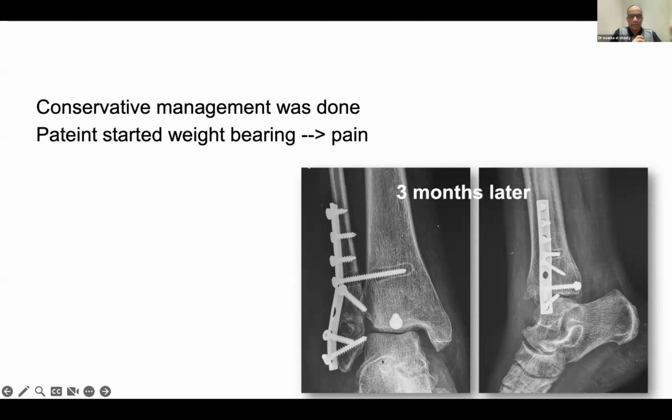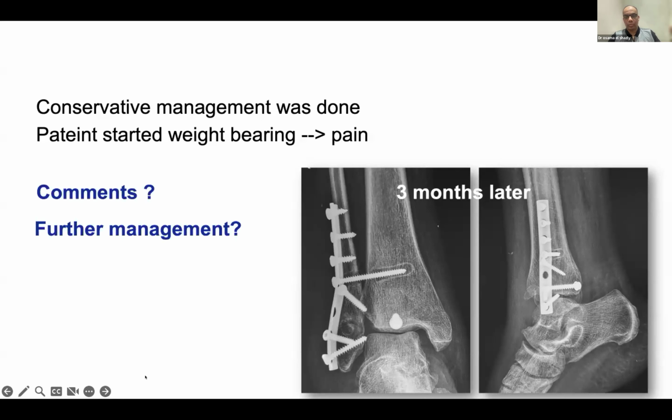What about the syndesmosis? Okay, there is talar tilt and most probably an open syndesmosis, right, Dr. Ayman? So in this case, what's your further management? What are we going to do for this patient? Who will go for revision of this case? And who will go for primary fusion of this case? We are 3 months after trauma and the patient started weight bearing and she still has pain.